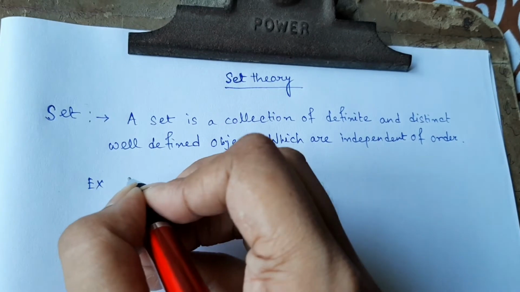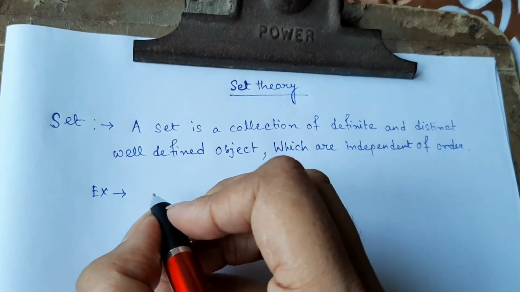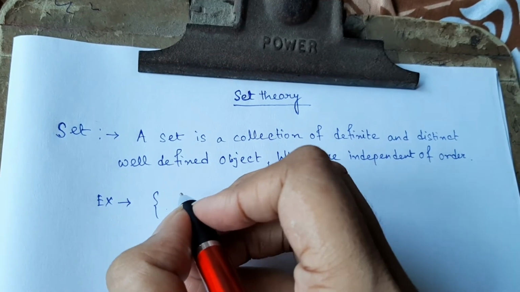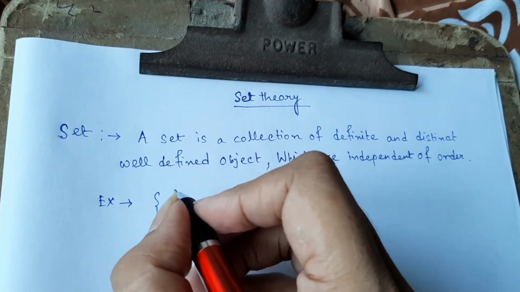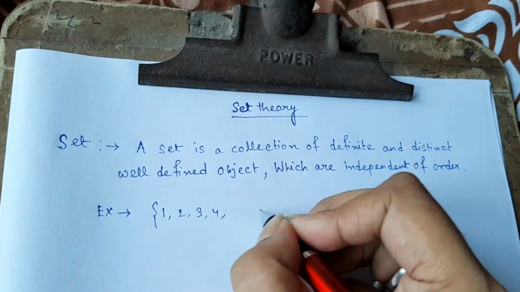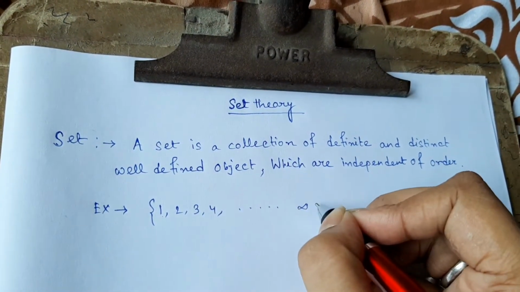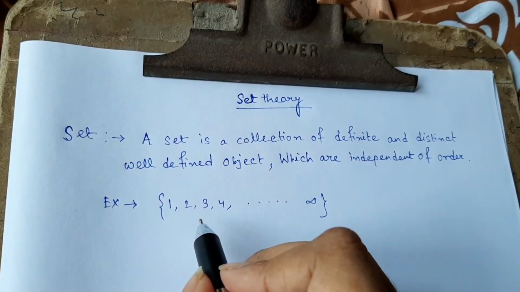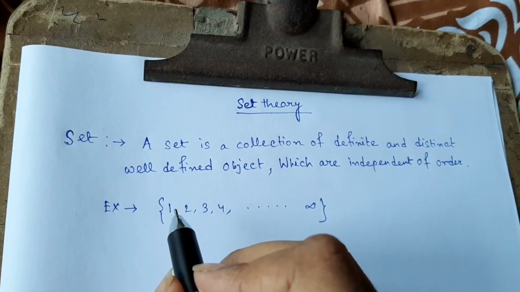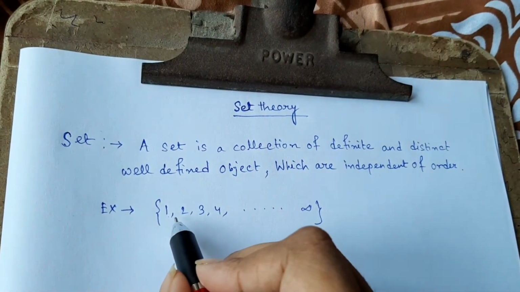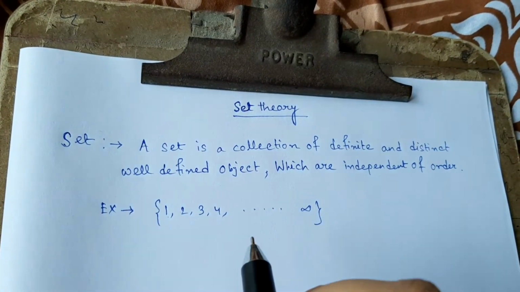If we give one example of a set, the set of natural numbers is built by the numbers 1, 2, 3, 4, ... infinity. So this is the set of natural numbers, which has definite and distinct elements, and they are all independent of order. Okay.